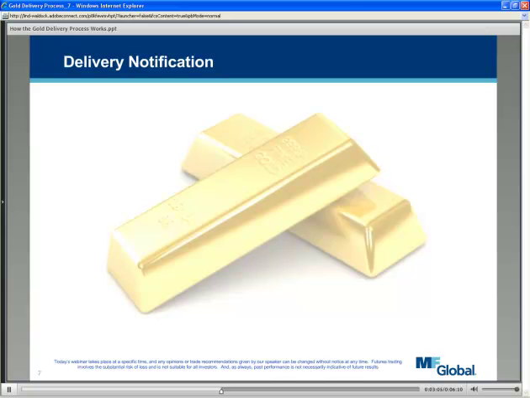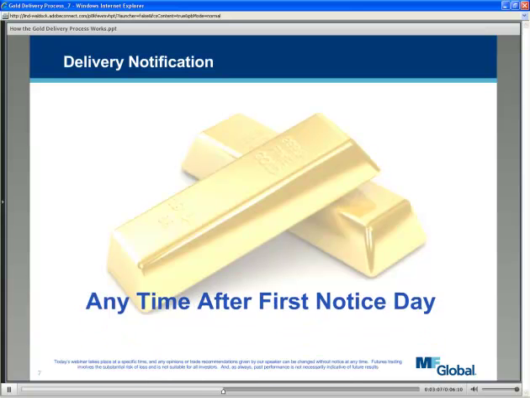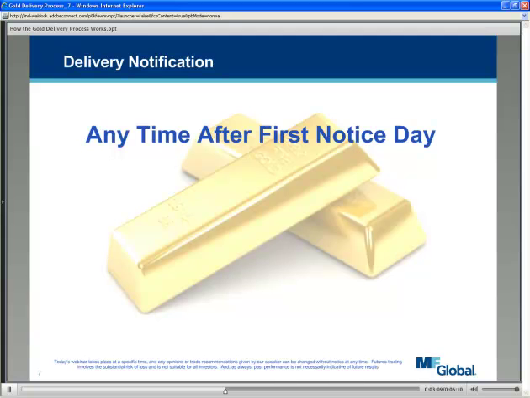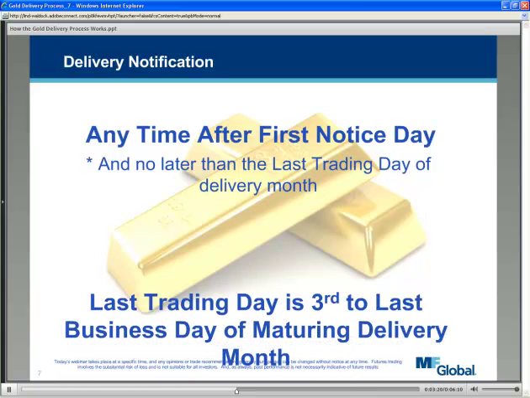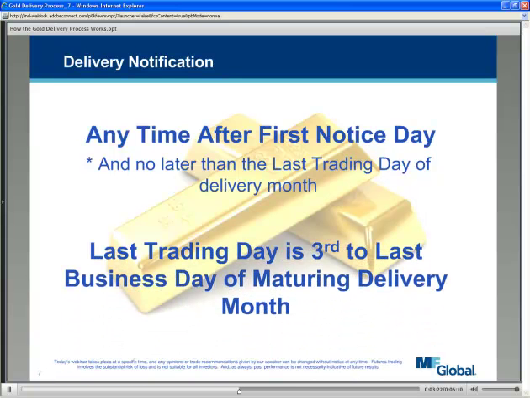Delivery notification may be received any time after first notice day and no later than the last trading day of the maturing delivery month. First notice day of the COMEX Gold contract is generally the last business day of the month prior to the delivery month. The last trading day is generally the third to last business day of the maturing delivery month.